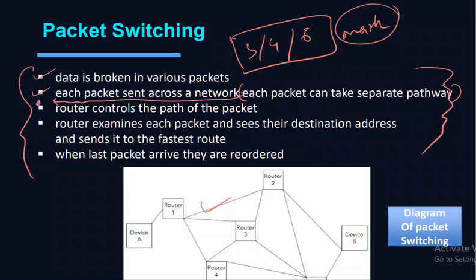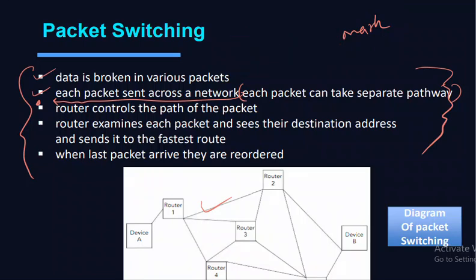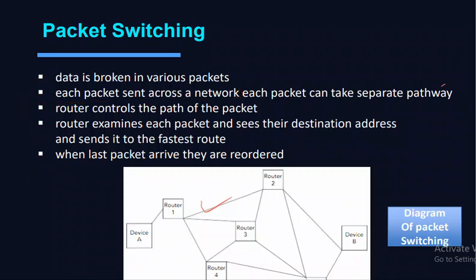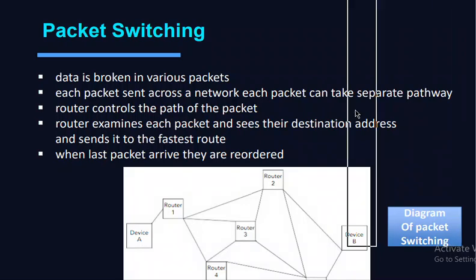Then a router controls the path of the packet. The router examines each packet, sees its destination address, and sends it along the fastest route. When the last packet arrives, they are reordered. So there is a packet, and you can see how the packet is designed. They will give you a diagram to draw, they will tell you to draw the diagram, and you must draw the diagram. Next, let's go to the next one.